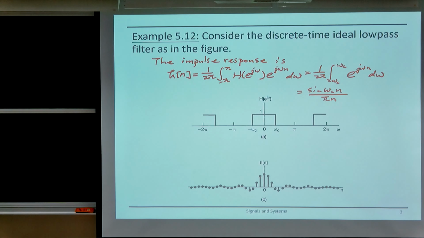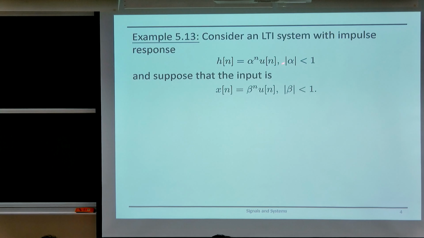Right. Now, other than looking at this ideal low pass filter, sometimes we can use a less ideal low pass filter, such as the one given by this decaying exponential here. So in this case, we assume we have a linear time invariant system with the impulse response given by this, and assume that we pass an input that is also a decaying exponential into this system. And you're asked to find what is the output signal.